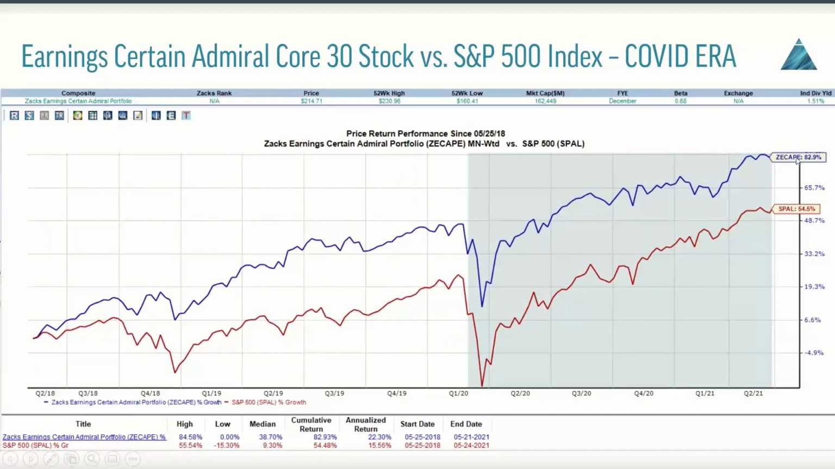So you can see how our existing member Admiral 30 stock portfolio has fared relative to the S&P 500 index. A much, much smaller drawdown than the S&P 500, and we're still continuing to compound on those gains. You can see the behavior is very different, right?